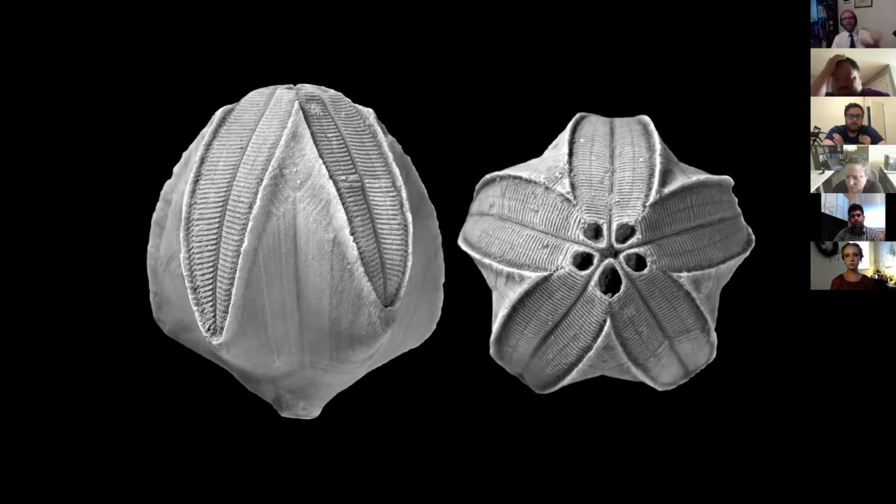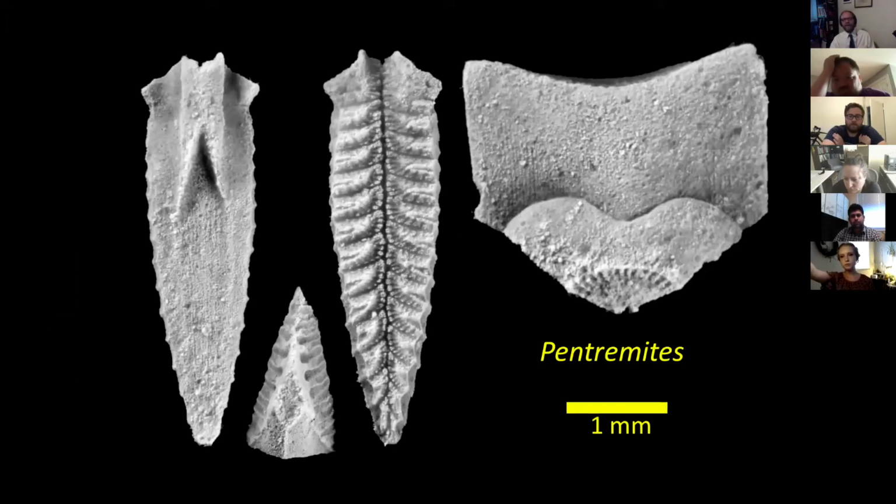But based on the morphologies you can see here, you can identify all the different parts of the blastoid from the sediment. This is a basal plate. These are lancet plates, deltoid plate, okay? Pretty straightforward stuff.